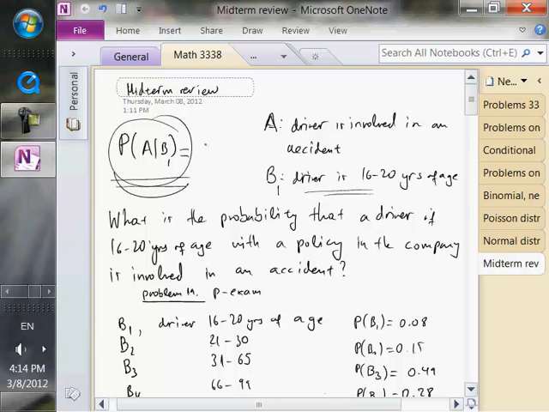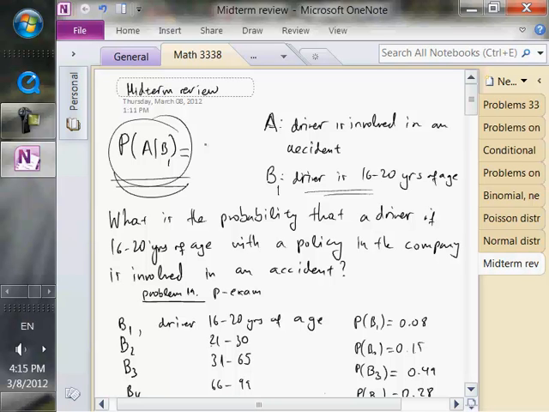Drivers of, what is the, 16 to 20 years of age with a policy with the company. Subject. Driver. What does the driver do? He's involved in an accident. So that driver is involved in an accident. What do we know about this driver from this sentence, by reading this sentence? Age and that he's a policy holder. He's a policy holder and? Age. Okay, and has an age which puts him into the first age group, 16 to 20.